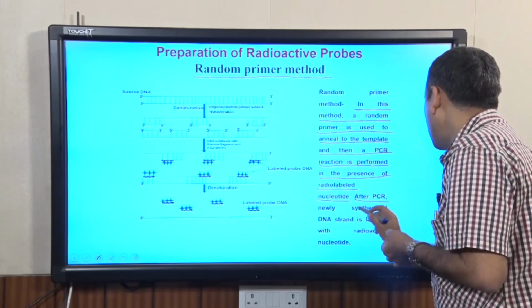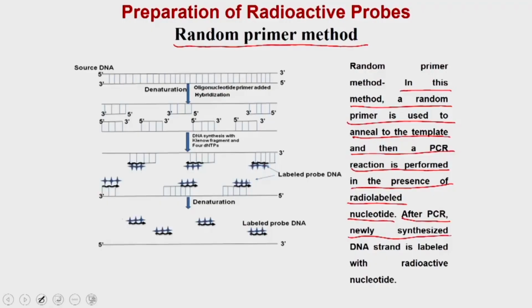After the PCR is over, you are going to have a newly synthesized DNA strand, but in this strand the nucleotides incorporated are not normal nucleotides, they are radioactive nucleotides, and that is how the probe you develop is going to have radioactivity in it. So, first you will take the source DNA from which you would like to make the probe.